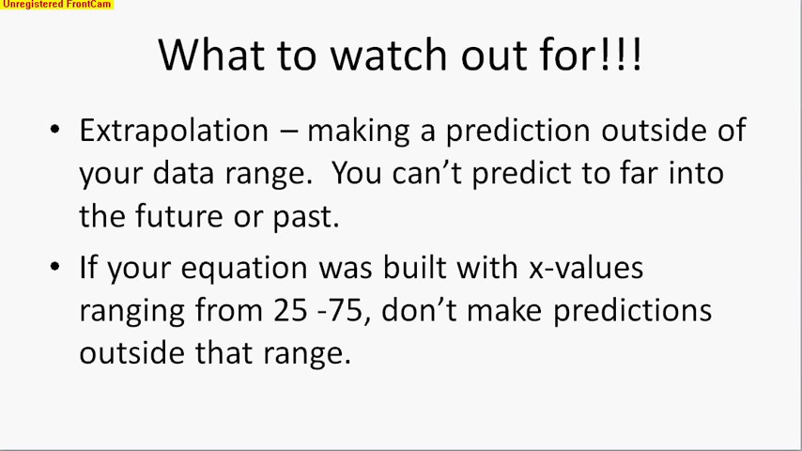Okay, what to watch out for. All right, when you are making predictions, watch out for something called extrapolation. Extrapolation is basically reaching outside of your range. So making a prediction outside of your data range. You can't predict too far into the future or the past. So basically, if your equation was built with x values ranging from 25 to 75, don't make predictions outside that range. Only stay within the range you have. When we look at an example, I'll talk a little bit more about extrapolation.